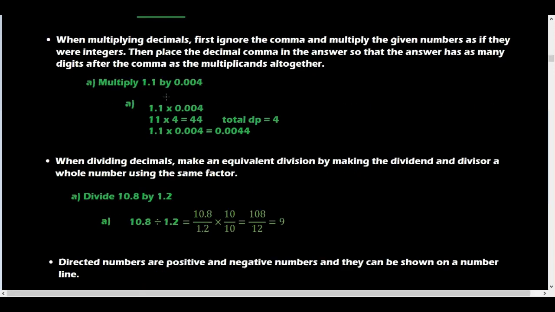Then when multiplying decimals, we first ignore the comma and multiply the given numbers as if they are integers. In this case, we have 1.1 multiplying 0.004. We multiply it as 4 times 11, then we get 44. Then we count the decimal places. We count the decimal places of the numbers which are multiplying each other. Which are these numbers? 1.1 and 0.004. In 0.004 we have 3 decimal places. In 1.1 we have 1 decimal place. Therefore, we have a total of 4 decimal places. Therefore, in our answer, we must make sure that we have 4 decimal places.